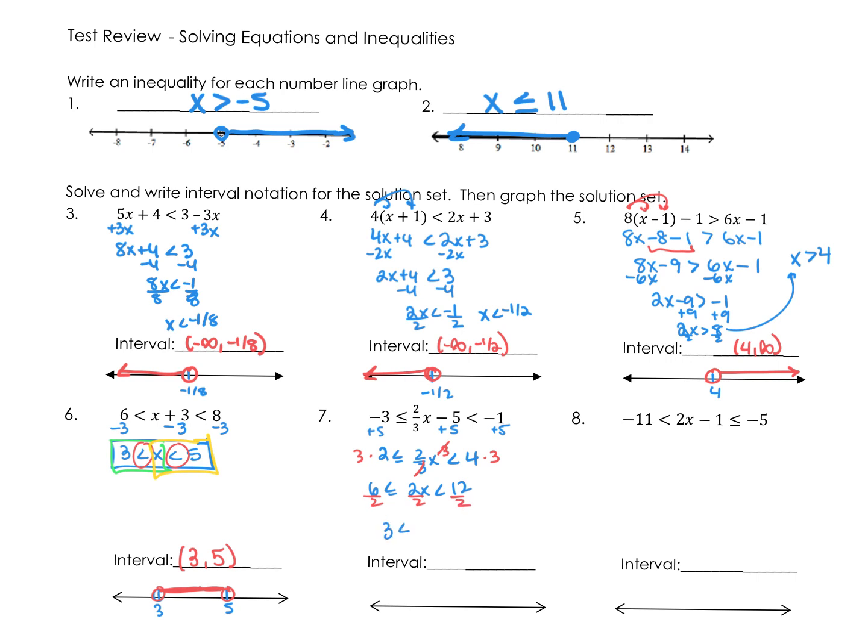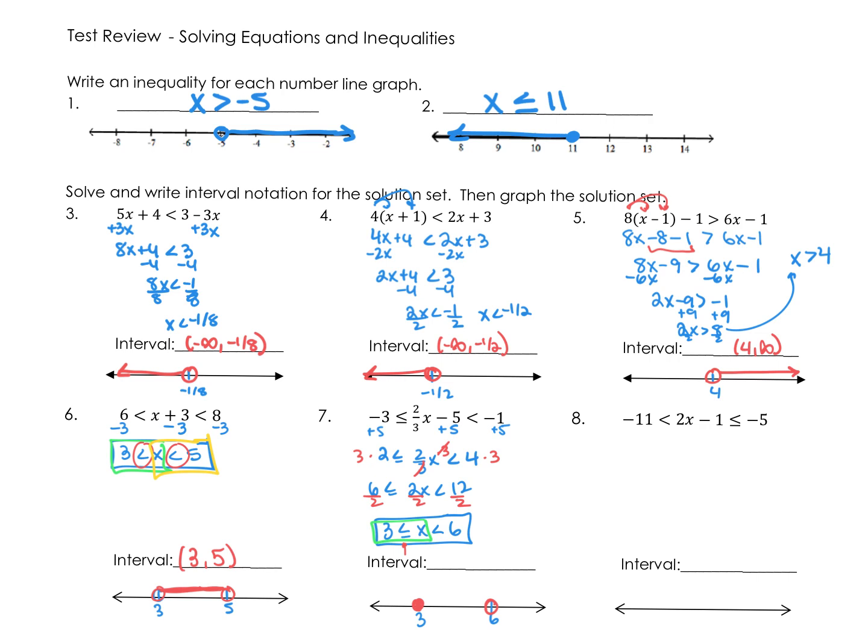And we'll have 3 is less than or equal to x, it's less than 6. So this is my solution. Again, I need to graph this. So I'll put 3 and 6 on here. Closed circle is 3 because of the equal to. Open at 6. And again, we'll read these one at a time.